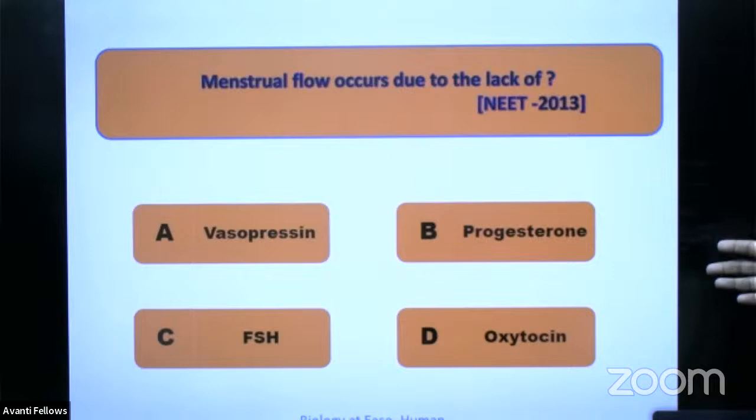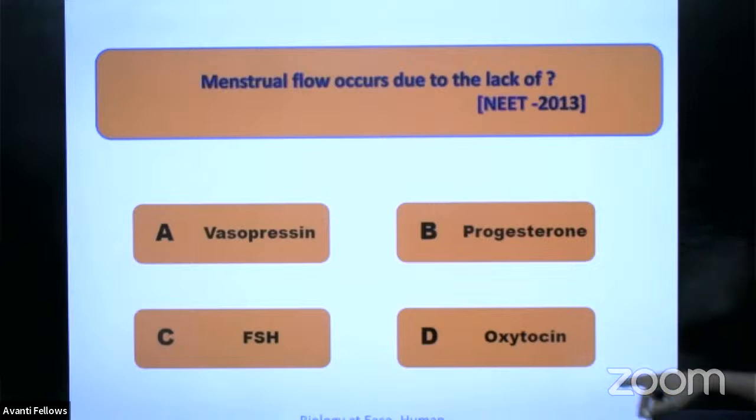Vasopressin, all of you know, is the ADH hormone only, not having any role here. And menstrual flow is produced only because of the absence of progesterone. Progesterone is the pregnancy hormone. If progesterone is there, it maintains the uterus and never goes for the destruction of all these arrangements. So the correct option is B only. Question number 26, correct option is B only. And oxytocin is the milk ejection hormone only.